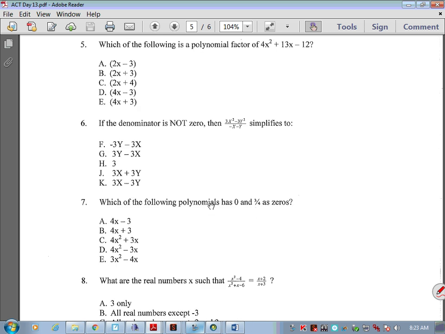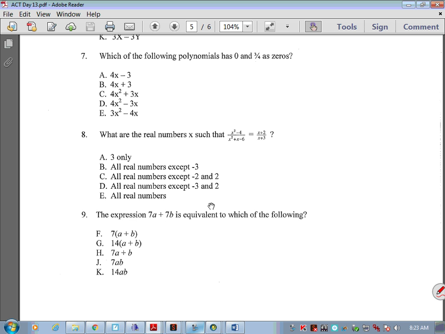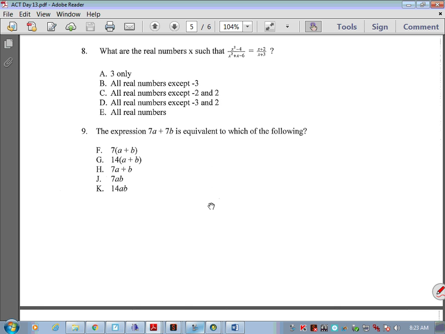Number 5 is D, 4x minus 3. 6 is G, 3y minus 3x. 7 is D, 4x squared minus 3x. Number 8 is D, all real numbers except negative 3 and 2. Okay. D. 9 is F, 7 times A plus B.